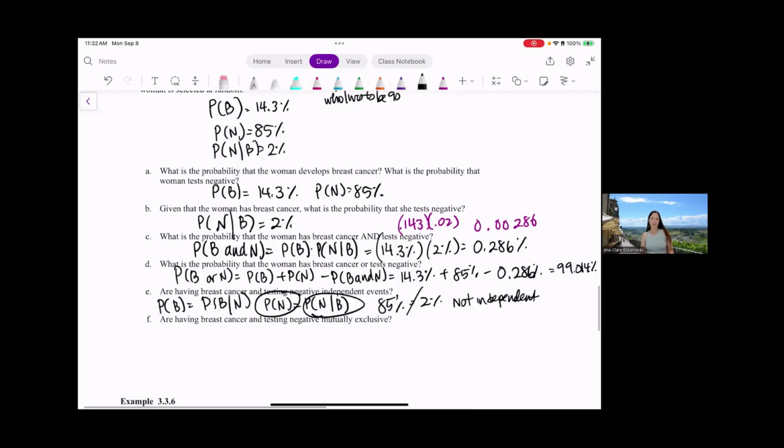Are they mutually exclusive? Can you test negative and have breast cancer? Yes. You would do that 0.286% of the time, which is not zero.